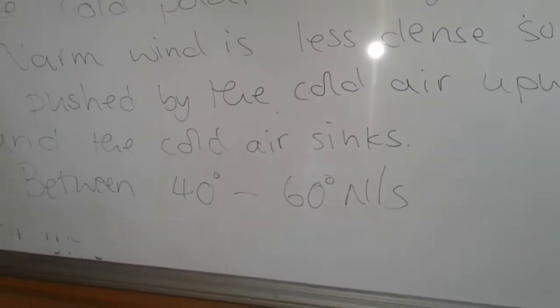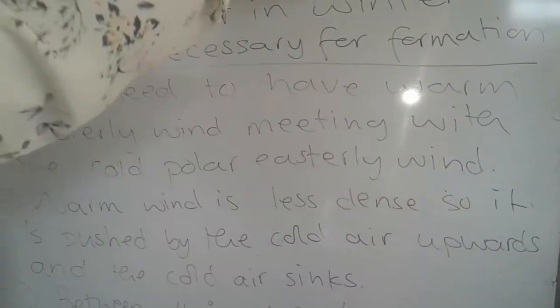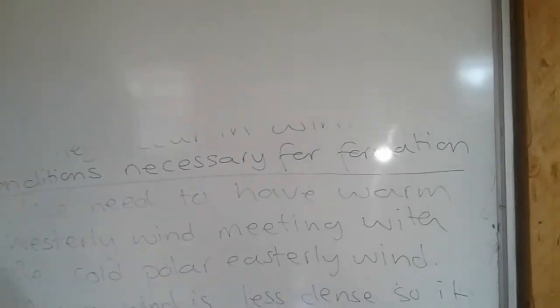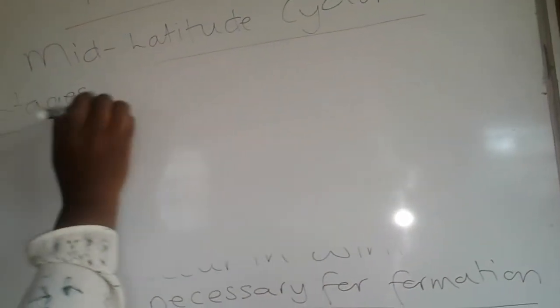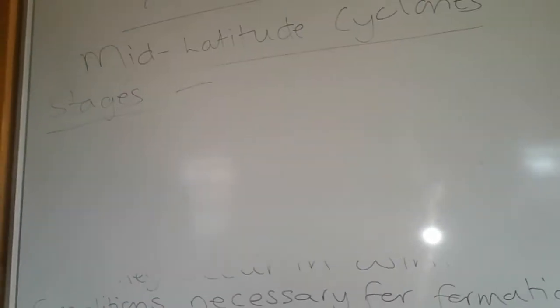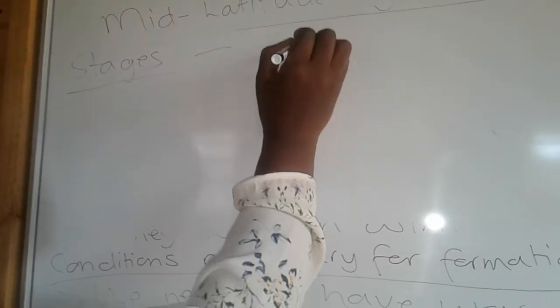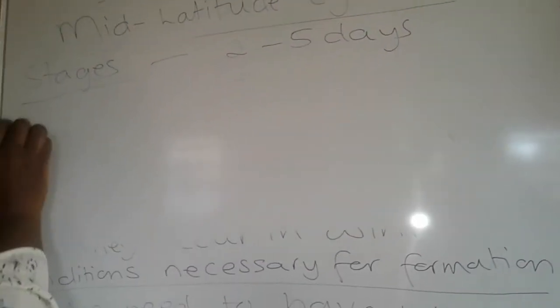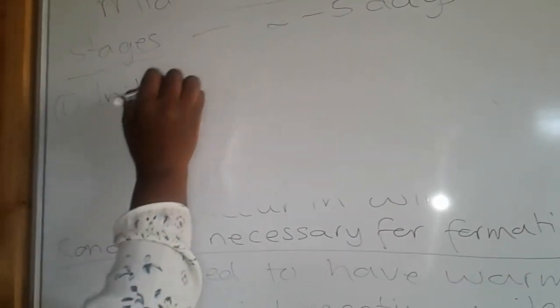Right, so for these mid-latitude cyclones to develop, they go through stages. What are the stages? Before we look at the stages, you should know that these mid-latitude cyclones develop between 2 to 5 days of the normal week. The first stage of development is what we call the initial stage.